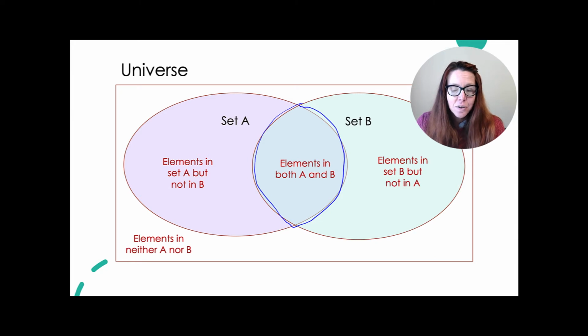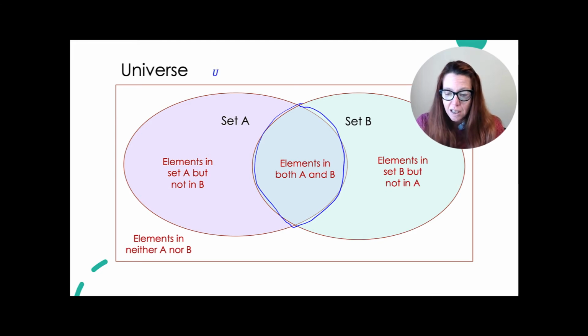Outside of all of those are those elements that are still in our universe of consideration. So for us, it was those numbers that were rational numbers that weren't negative and were not integers. So they were in neither set A or set B. And we have a way to represent all of that.